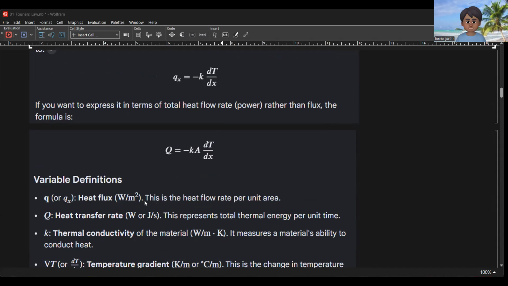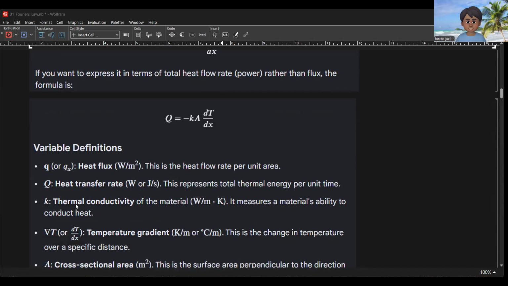This is the heat flux, in watts per meter squared. This is the heat flow rate per unit area. Then we have the capital letter Q. This is the heat transfer rate, in watts or joules per second. This is the energy per second, so this represents the thermal energy per unit time. Then we have the small letter k, the thermal conductivity of the material, in watts per meter Kelvin. It measures a material's ability to conduct heat.